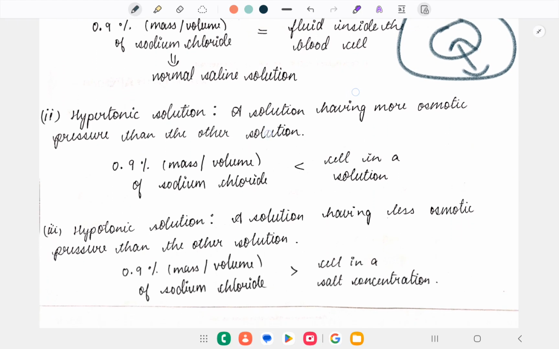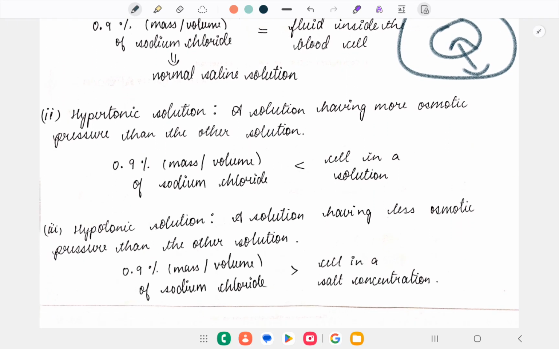Moving to hypertonic solutions. A hypertonic solution is one having more osmotic pressure than the other solution. One such example is if we place the cells in a solution containing more than 0.9% mass by volume of sodium chloride, then the water will flow out of the cells and they could shrink. This is called plasmolysis.